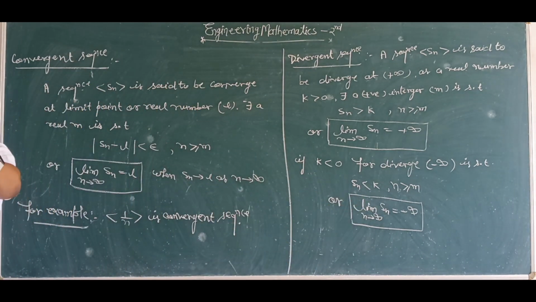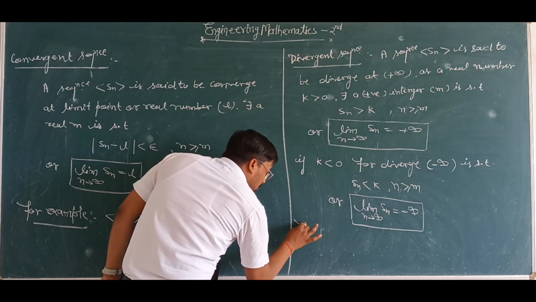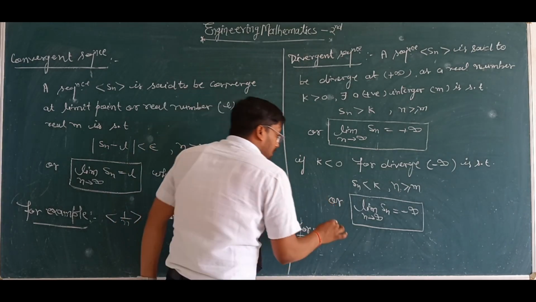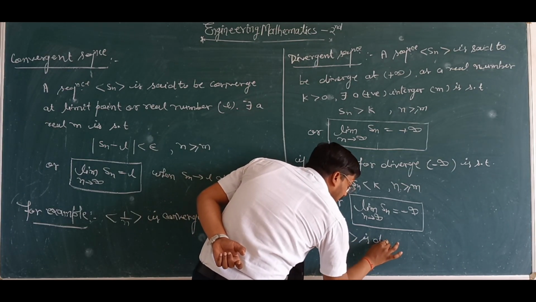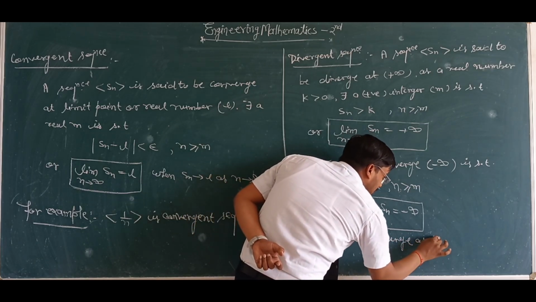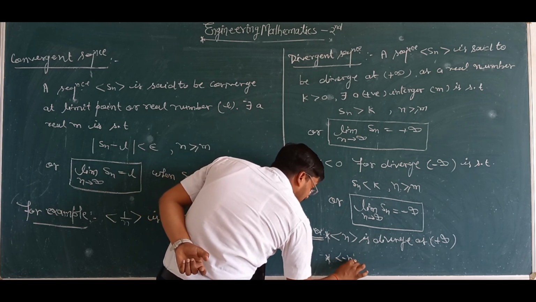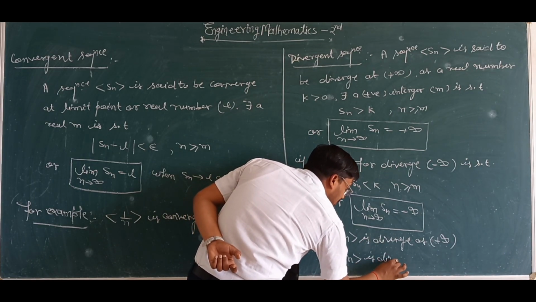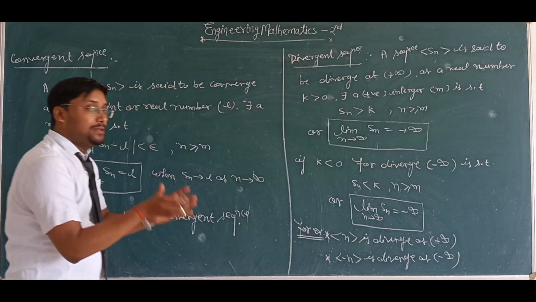Now you can note down the examples. For example, the sequence n diverges to plus infinity. Example number two: the sequence minus n diverges to minus infinity.